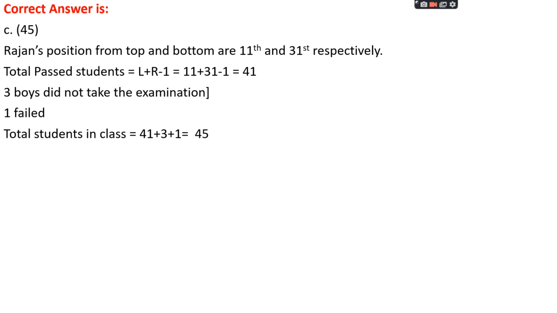So we get the total passed students as left rank plus right rank minus 1. That is 41 total passed students. If 3 students didn't take the examination, 41 plus 3 becomes 44. One student failed. So the total number of students in the class is 45.